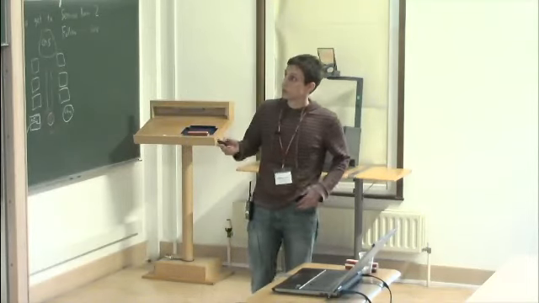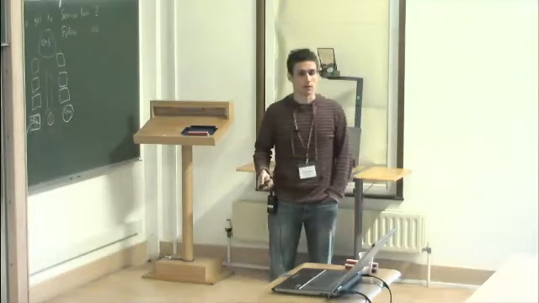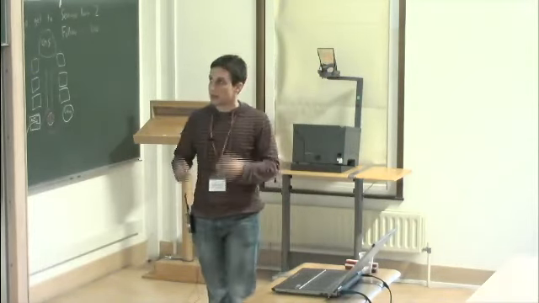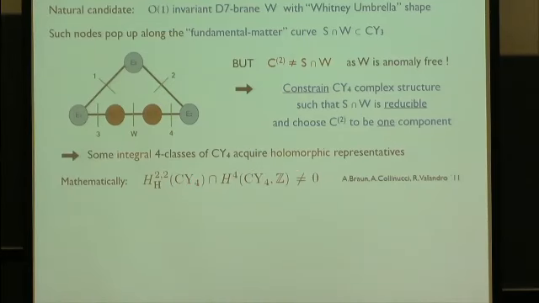Once you do this constraint, then automatically in the Calabi-Yau fourfold some more holomorphic 4 cycles appear. I mean, this is the correct mathematical statement: these 4 cycles are always there, but they are not holomorphic generically. And this is a phenomenon widely used in this paper.